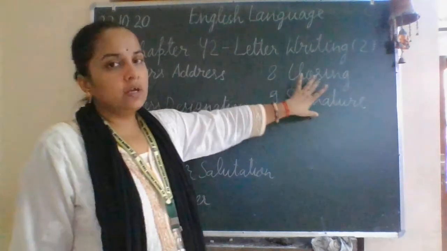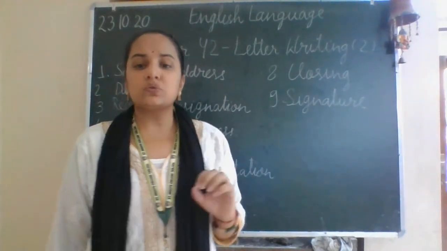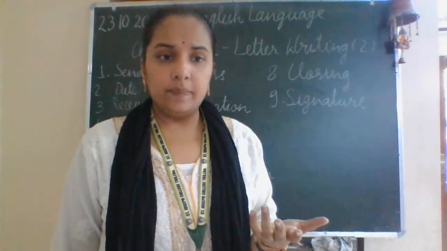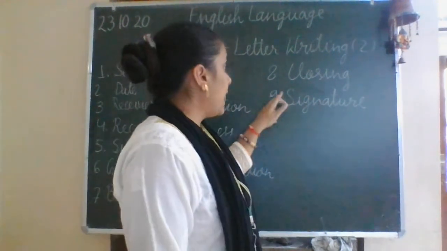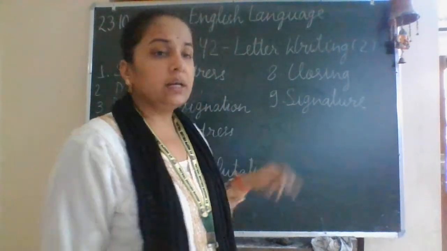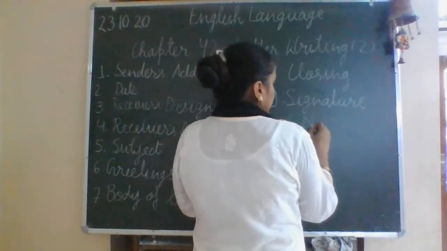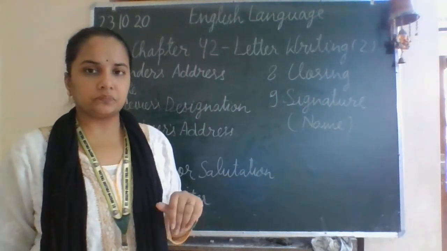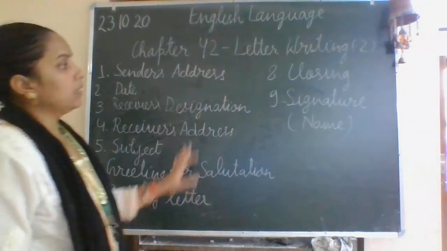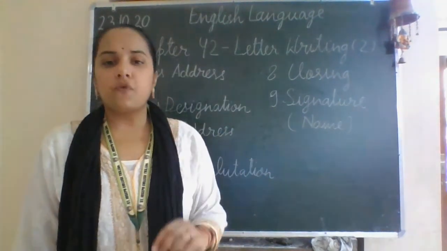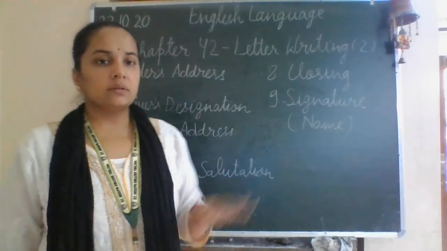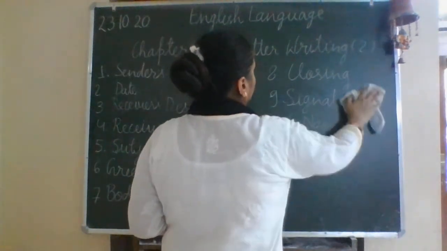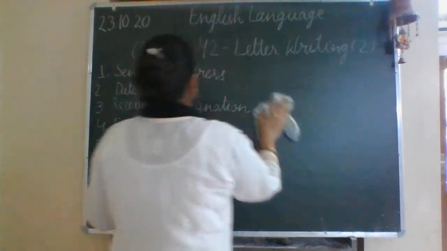In closing, in the formal letters, we usually use yours sincerely, yours faithfully. These words are used. And after that, you put your signature. And below the signature, you will write your full name. So, this is the way we write a formal letter. This is the structure. Now let's take an example. I'll show you an example of writing the formal letter.